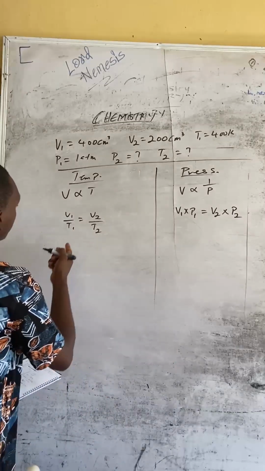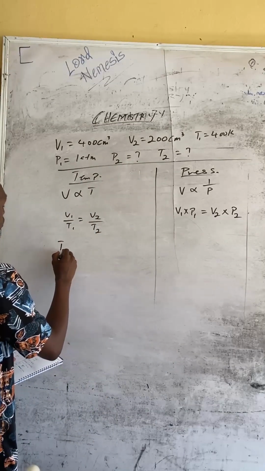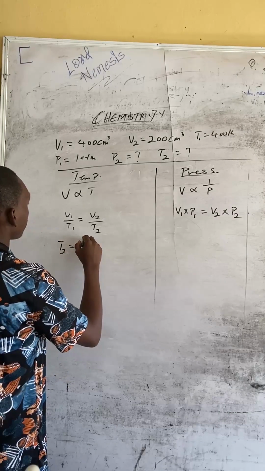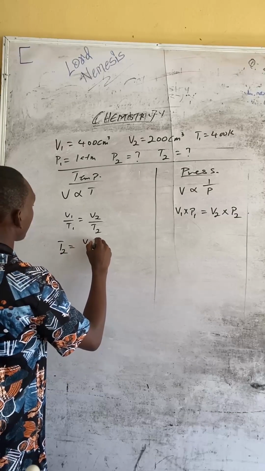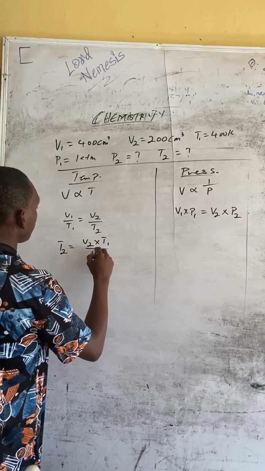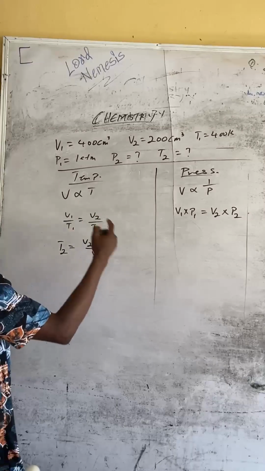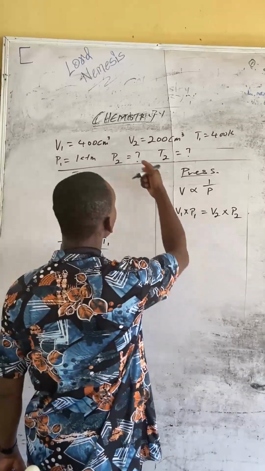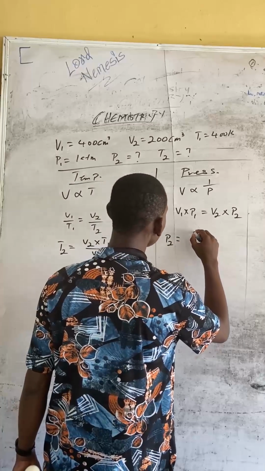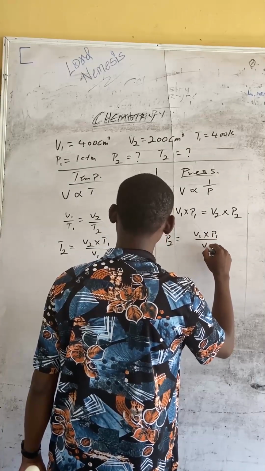Now let's start. Since we are looking for the final temperature, we'll make T2 the subject of the formula, and the formula is going to give us V2 times T1 all over V1, right? Since you are looking for this times this, divided by that. While for this, you are looking for P2, so P2 will be equal to V1 times P1 all over V2.